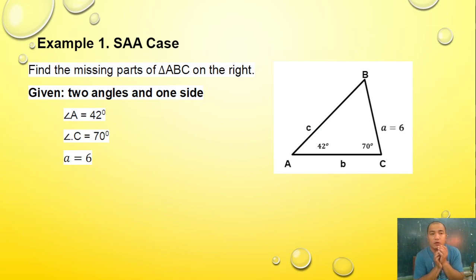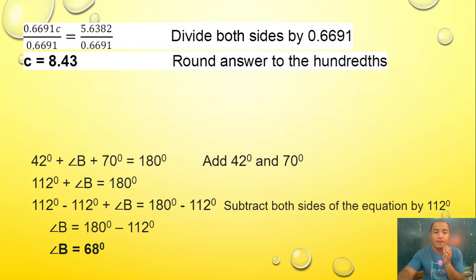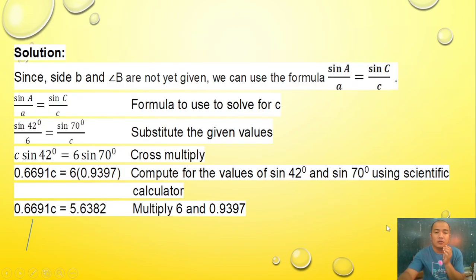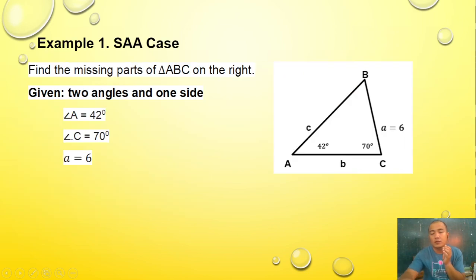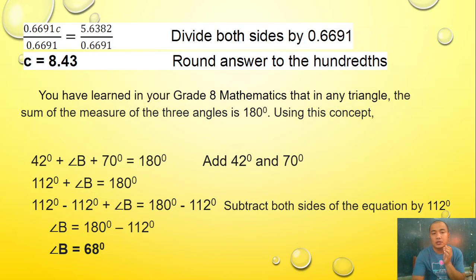This is a review. For the SAA case, two angles are given, 42 degrees and 70 degrees. Find the measure of angle B, side b, and side c. For angle B, you just subtract the sum of 42 and 70. That is equal to 112. 180 minus 112 is 68 degrees. 68 degrees is the measure of angle B.